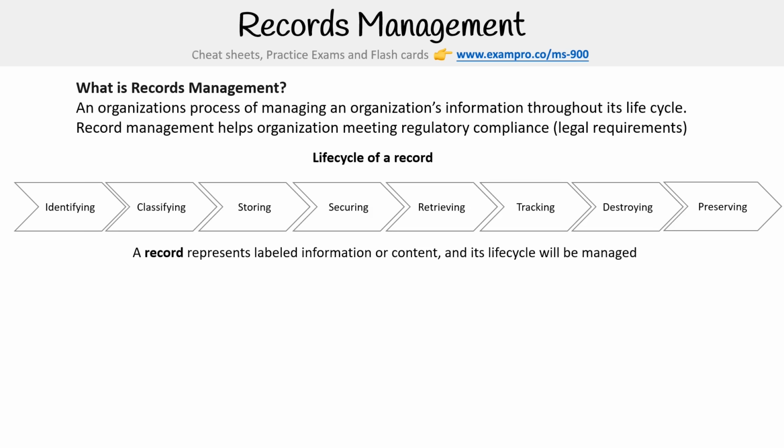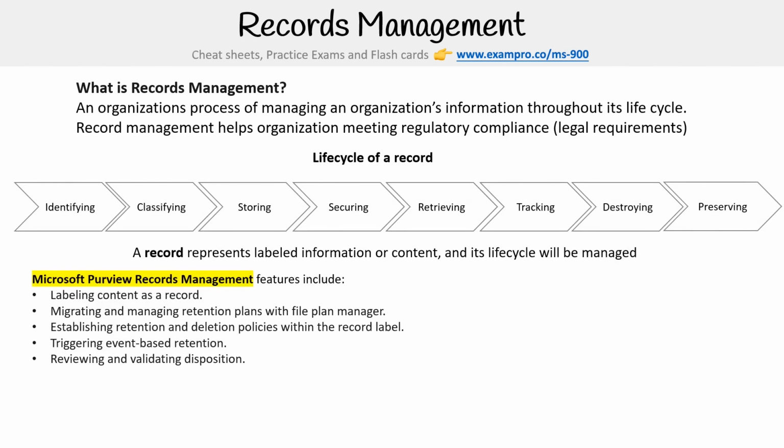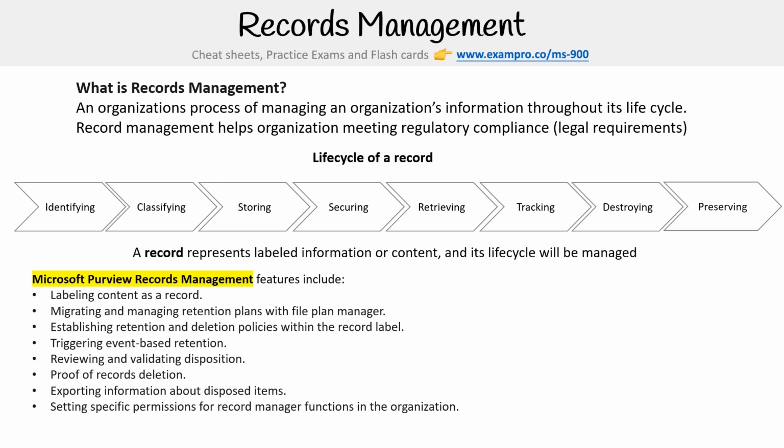A record represents labeled information or content, and its life cycle will be managed. So Microsoft Purview Records Management includes many features, including labeling content as a record, migrating and managing retention plans with File Plan Manager, establishing retention and deletion policies within the record label, triggering event-based retention, reviewing and validating disposition, proof of records deletion, exporting information about disposed items, and setting specific permissions for record manager functions in the organization.